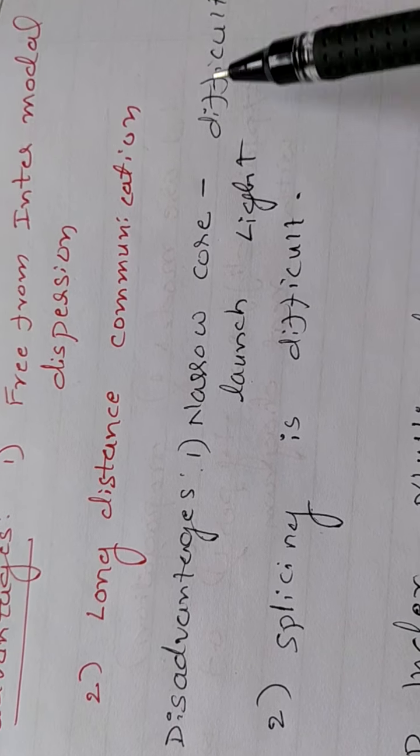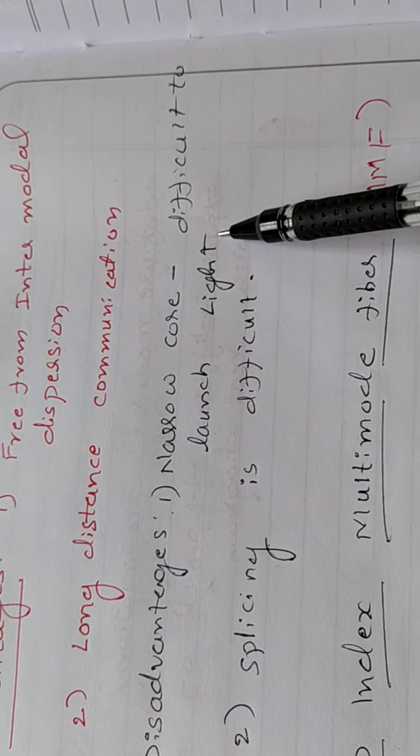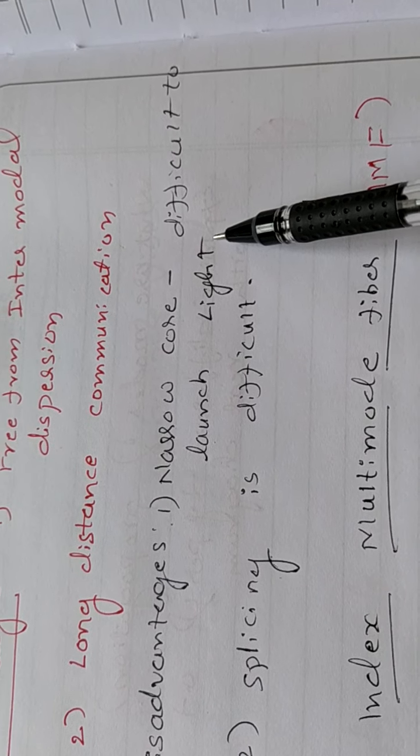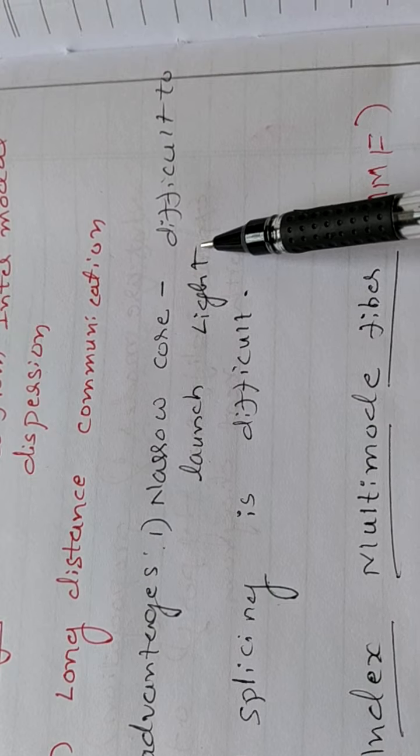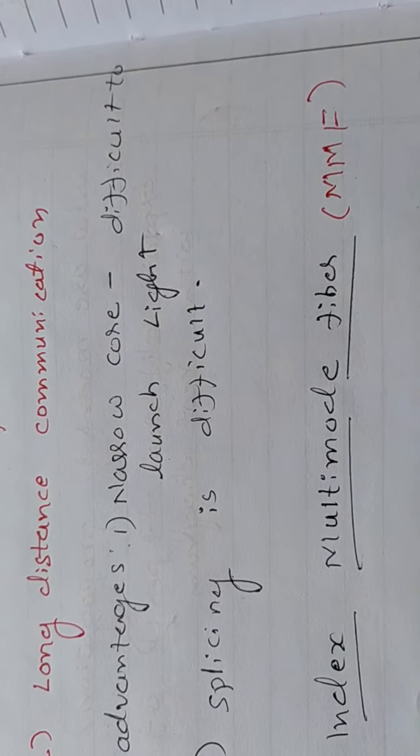Because of its narrow core, it is difficult to launch the light into the core of the optical fiber. Sending the signal through the core is a little difficult. Launching is difficult there, so it needs a laser as a source of light. LED cannot be used in this case. But in the second case, we can use LED as a source of light.